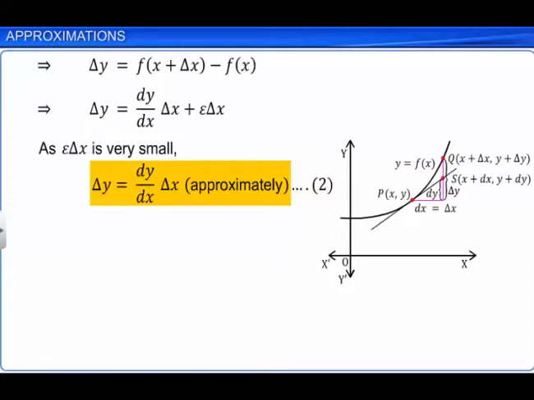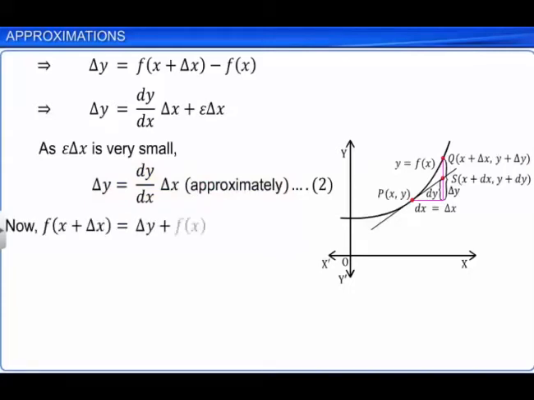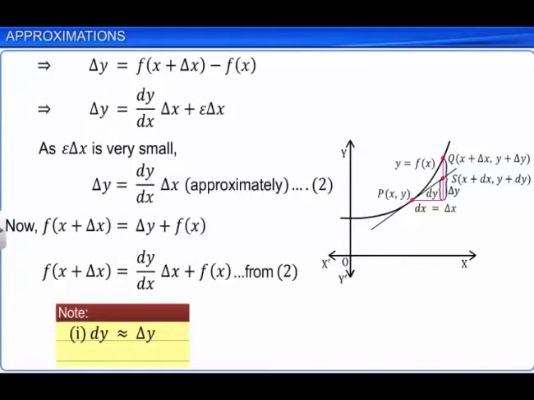We have f of x plus delta x is equal to delta y plus f of x. The approximate value of the function is equal to the sum of the approximate increment value in the function and f of x. The differential of the dependent variable, that is dy, is approximately equal to its increment, that is delta y. The differential of the independent variable, that is dx, is equal to its small increment, that is delta x.